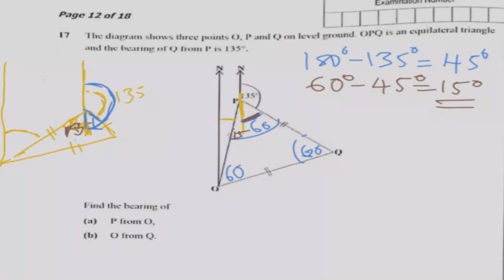Sorry, I'm not writing properly. That is 15 degrees. So therefore, we said alternate angles are equal.